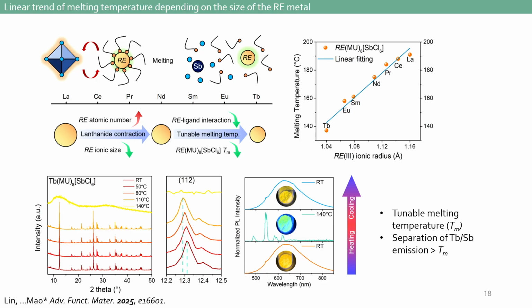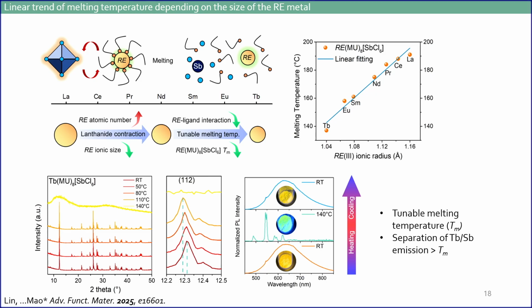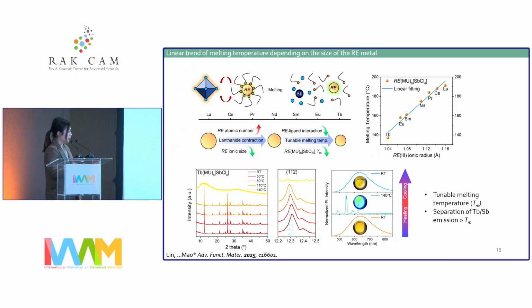So then you can see how it goes from 200 to even lower, to 90, if you link all of these together. This means that we can change the temperature, and then you see an obvious effect in the in situ powder X-ray diffraction. When you increase the temperature to 140, it becomes close to amorphous, so this time it shows the emission from the lanthanide ions. And then if you go back to room temperature, it's showing the triplet emission from antimony.